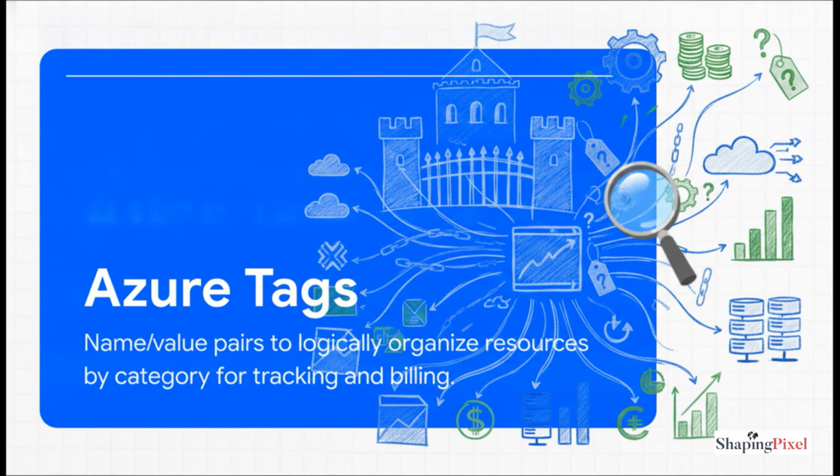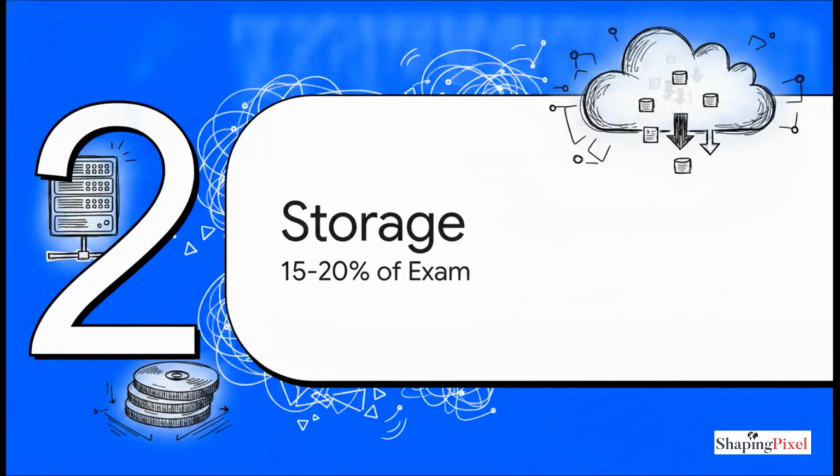But let me tell you, the exam absolutely loves testing you on Azure tags. These are logical name and value pairs you apply to your resources. Why are they such a big deal? Because they let you categorize resources across different groups, which is absolutely essential if you want to view consolidated billing or automate your deployments. Moving right along to Section 2, Storage.